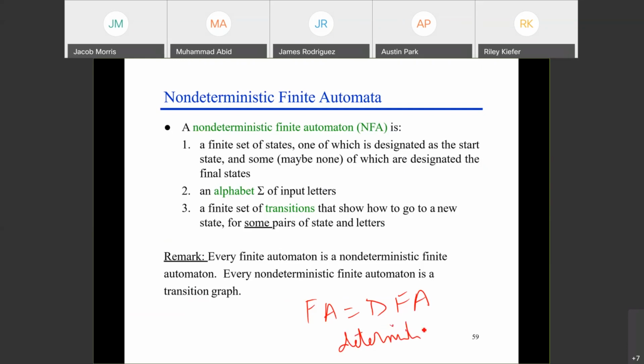Deterministic finite automata. What does it mean? It means that your FA is deterministic. It takes care of garbage collection. Every state should have two outgoing edges. If your alphabet is A, B, then there are two outgoing edges for A and B, so it can handle that way. Okay, this is the definition of FA.